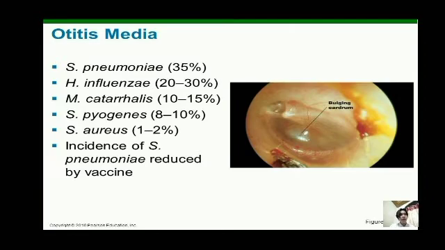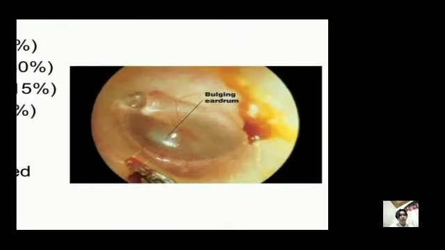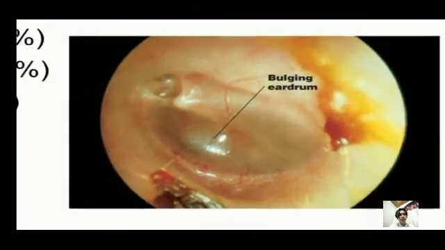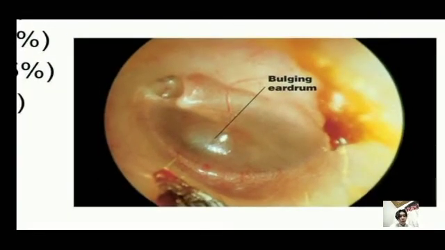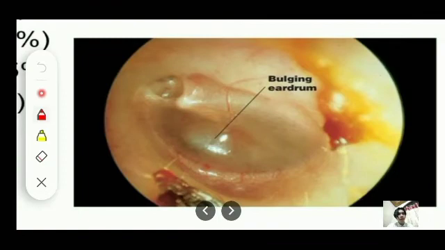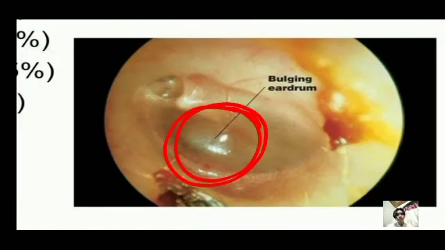And as you can see here, this picture is the otoscopic view of the auditory tube. When the pressure builds up, you will have a bulging eardrum, which shows right here. This can be very painful, and the bulging happens because of the inflammation.